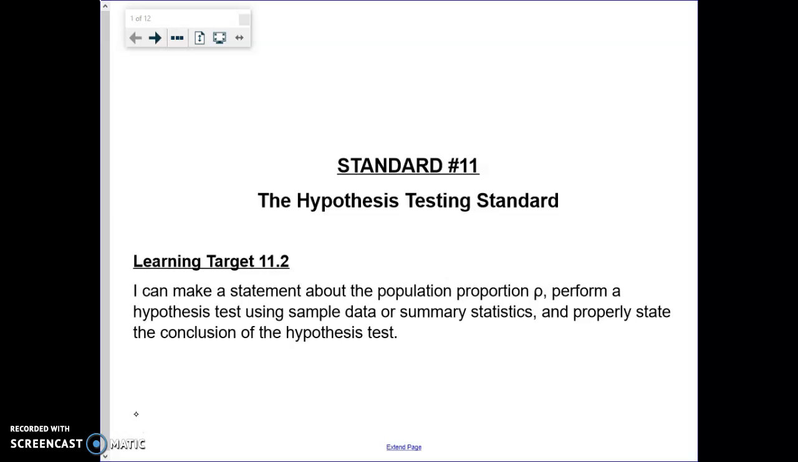And what's nice is, it's very similar to Target 11.1 where we tested hypotheses on population means. Now we're going to test hypotheses on population proportions, like rho. And you're going to perform a hypothesis test using sample data or summary statistics and properly state the conclusion of the hypothesis test. So most everything you did, if you understood Target 11.2 about hypothesis testing, is basically the same, just a couple exceptions.